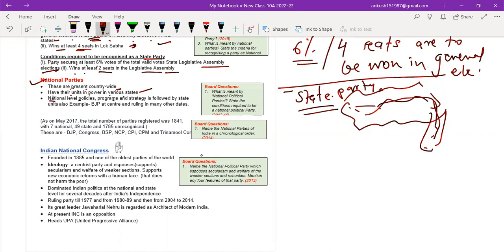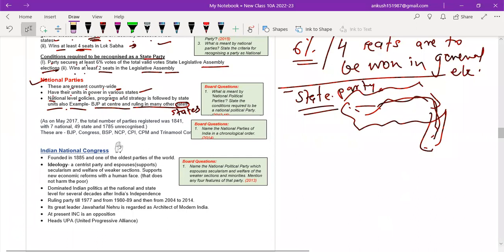National level policies, programs and strategies are followed by state units also. Example, BJP at center and ruling in many other states. See, today also which party is there in the central government? Which party is ruling there? BJP. BJP is ruling there, right? But do you find at the state level BJP is working in any state? Yes, like Madhya Pradesh. Madhya Pradesh is the state and BJP is ruling there for 15 years. So in the central government as well as in the state government, the BJP is working in the state as the unit of the central government. Understood?